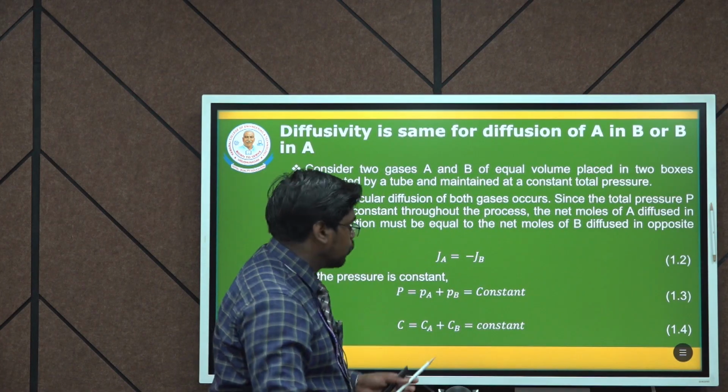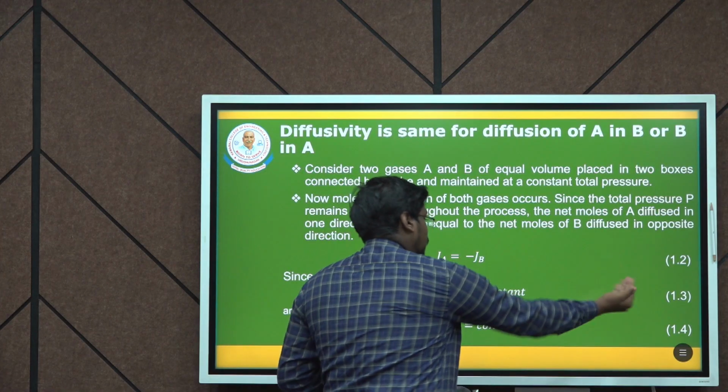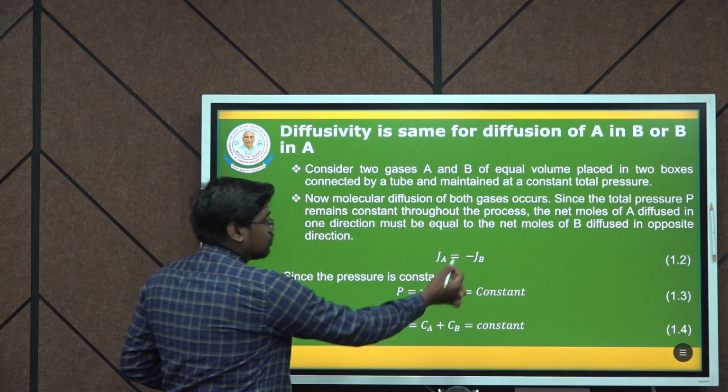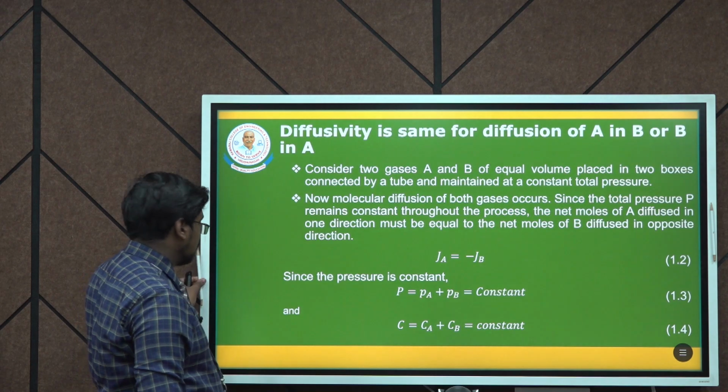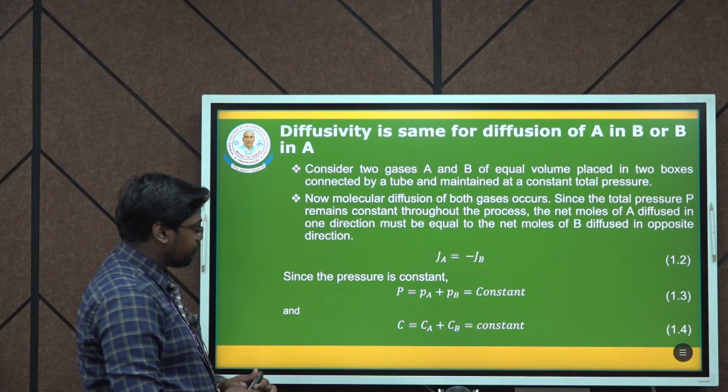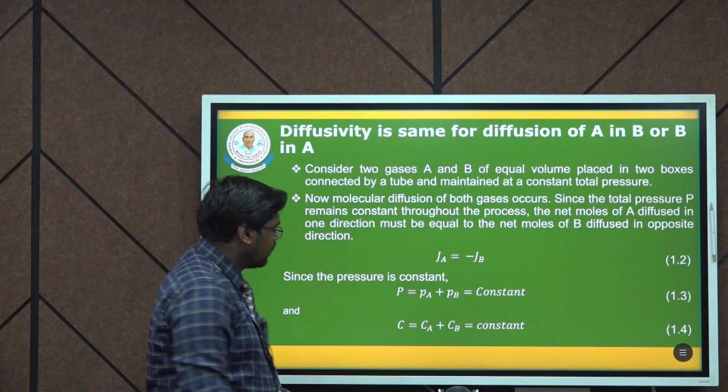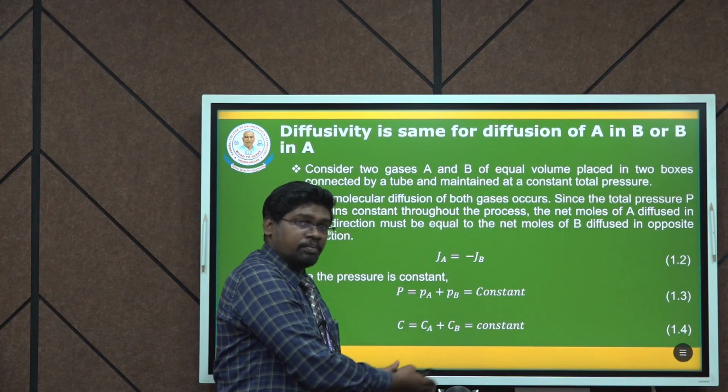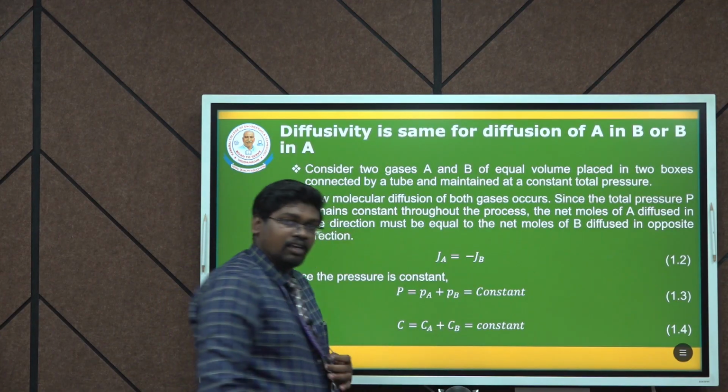So how much is moving in this direction is equal to how much is moving from that direction. So that is why JA is equal to minus JB. Since the pressure is constant, P is equal to the partial pressure of A plus the partial pressure of B, which is also remaining constant.